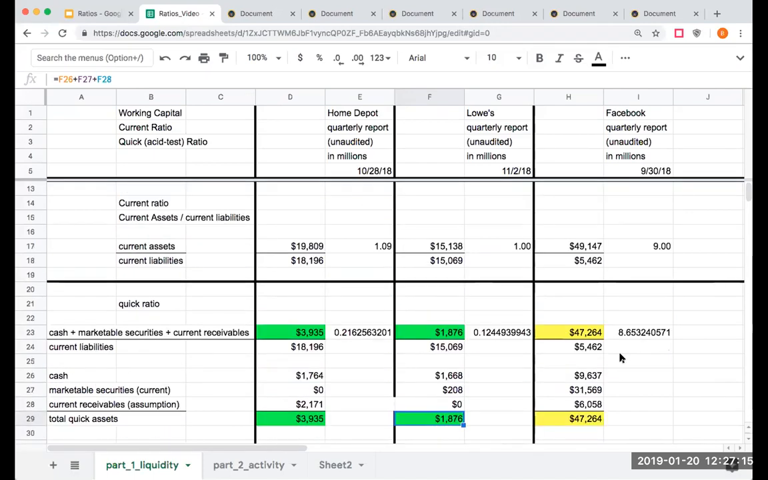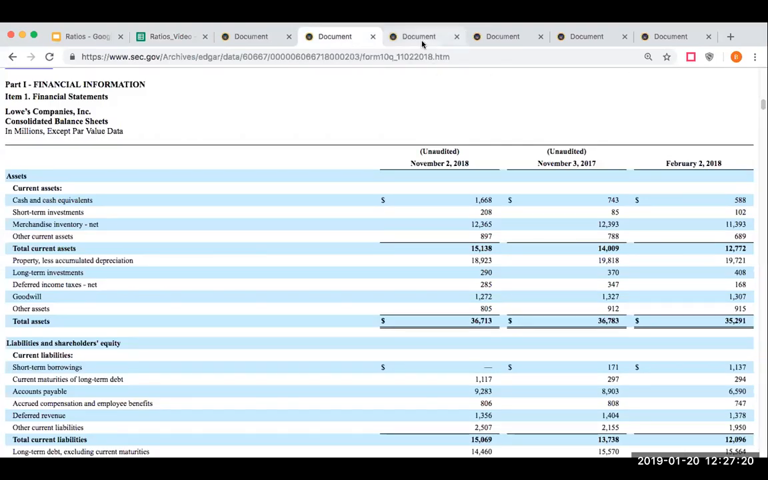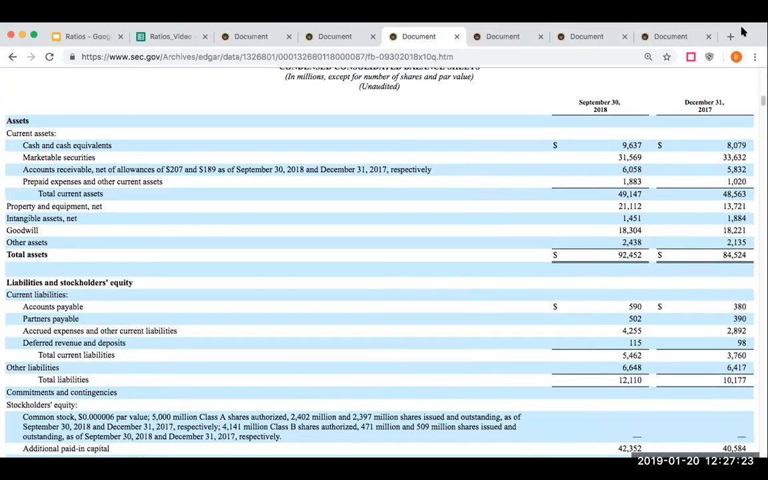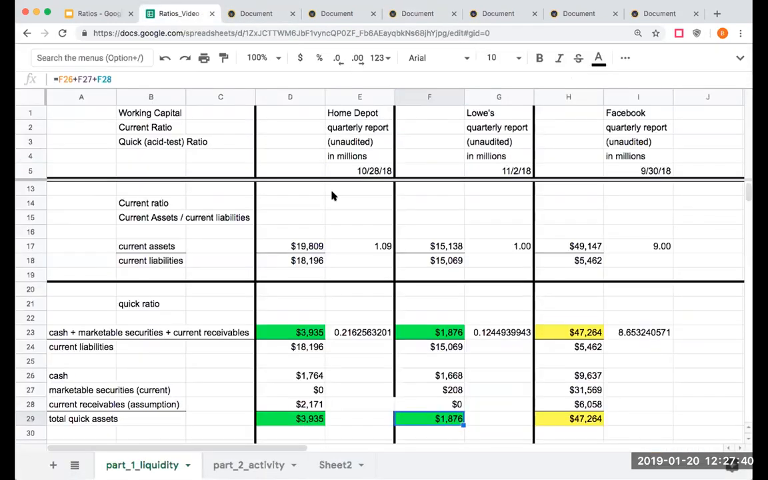Lastly, I've got Facebook. Facebook has current assets here of $9.6 billion, marketable securities of $31.5 billion, and accounts receivable of about $6 billion. This prepaid expense and other current asset is the only item that I'm excluding. I'm assuming that all their receivables here are current. So when we look at the quick ratio for Facebook, you see a drop off, but it's pretty insignificant compared to these drop offs here.